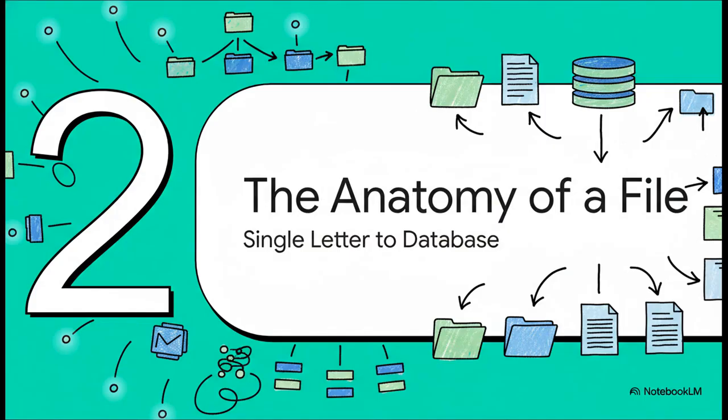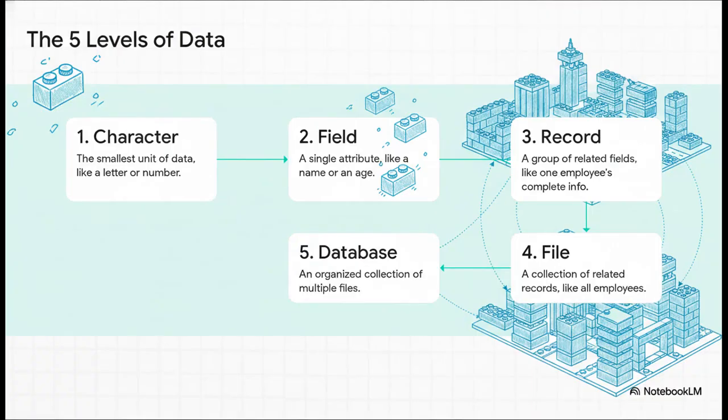Okay, so now that we know the two basic flavors of files, let's peel back the layers and see how they're actually built. It's a pretty cool hierarchy, starting with the tiniest possible piece of info you can imagine. It all kicks off with a single character, a letter like A or a number like 7. You group a bunch of those together to make a field, which is just one piece of info, like someone's name. Then you bundle related fields, like a name, an ID, a salary, into a record. That's one person's complete info.